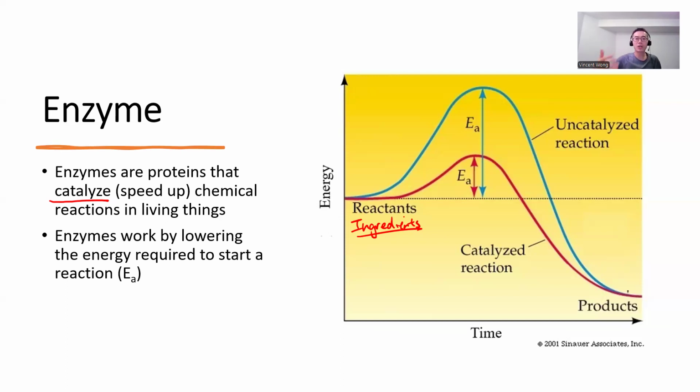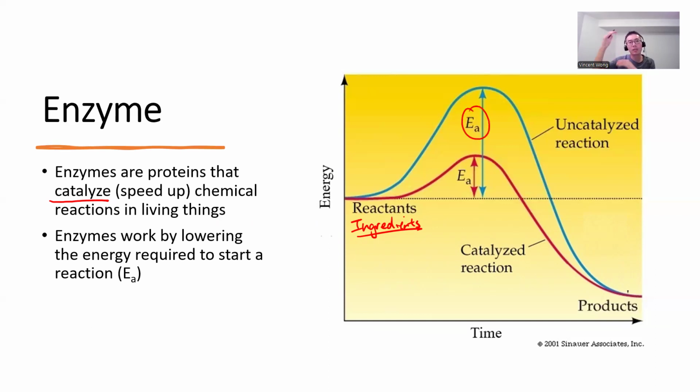In order for a reaction to take place, you actually need to supply a little bit of energy first. Think about going down a ski hill. You have to go up the hill first, right? So the amount of energy that you supply to start a reaction is called EA, activation energy.